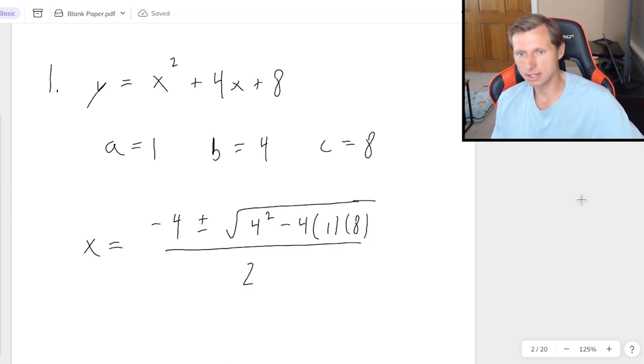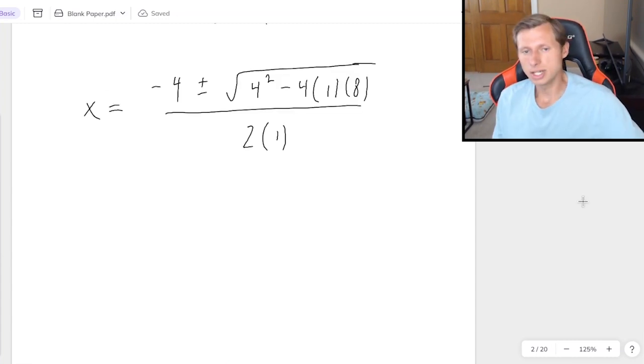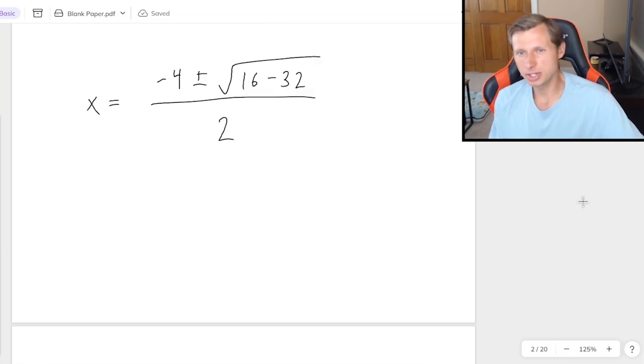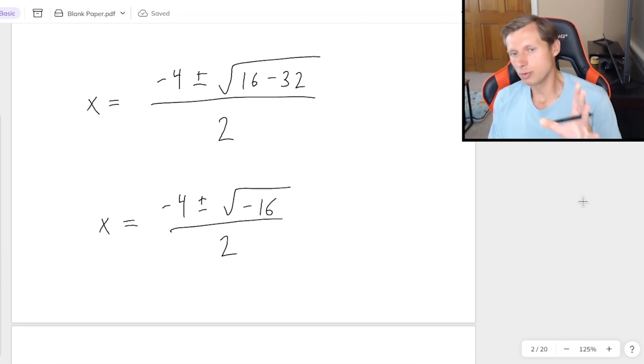all divided by 2a. So then in terms of simplifying this, for the numerator, don't touch the negative 4, plus or minus. 4 squared is 16, minus 4 times 8, which is 32, and then divided by 2 times 1 is 2. And 16 minus 32, that's going to be negative 16, and now I see where the i is going to come in. So from here, there's a couple different ways you can do it, all of which are going to get us the same result.